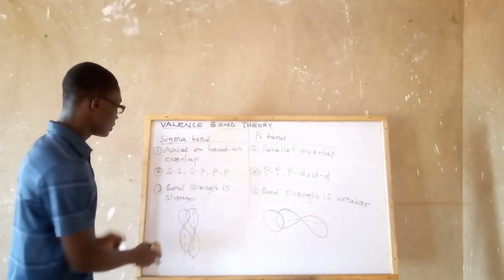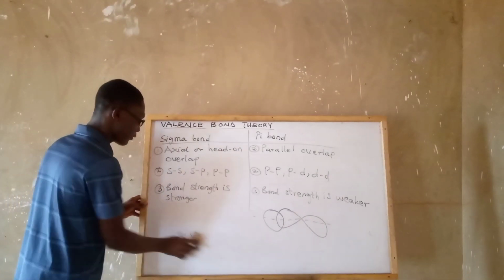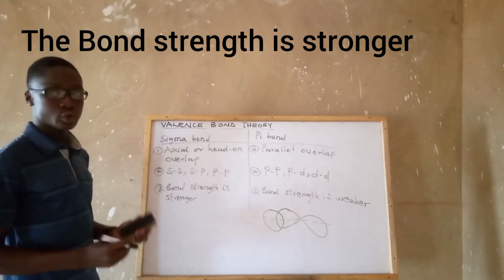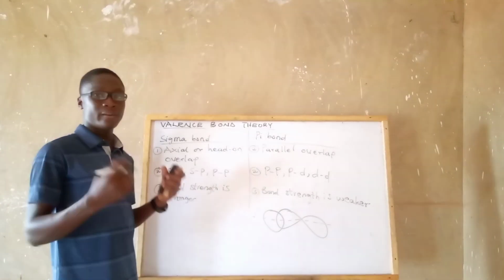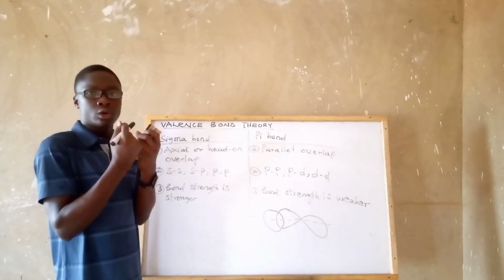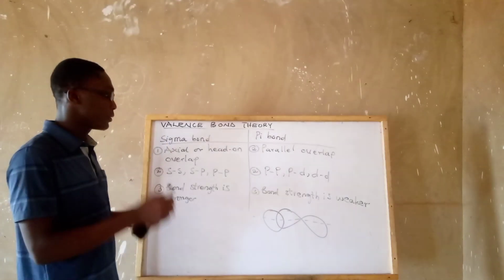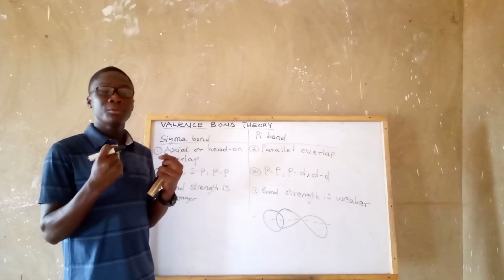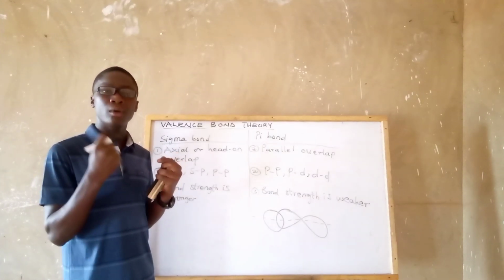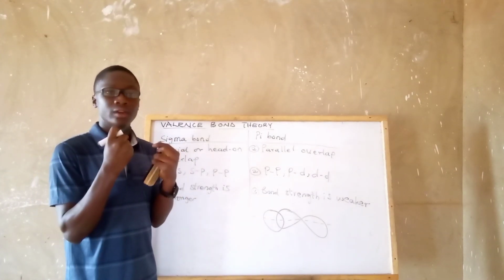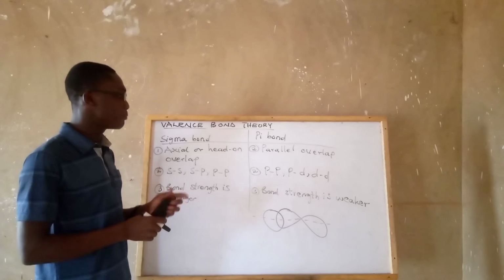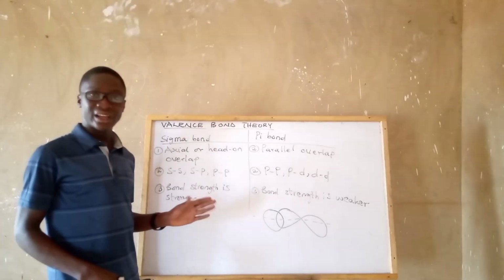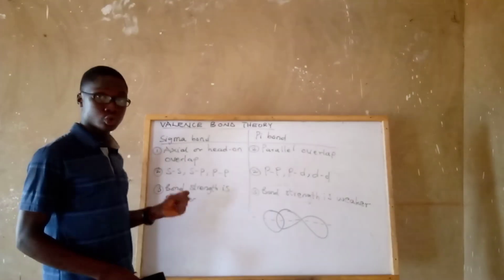Now, for sigma bonds, the bond strength is stronger. For sigma bonds, the bond is very strong because of the amount of overlap, since they are on the same axis. It makes the bond very strong because the amount of overlap in the sigma bond is very large. And now for pi bonds, the bond strength is weaker.